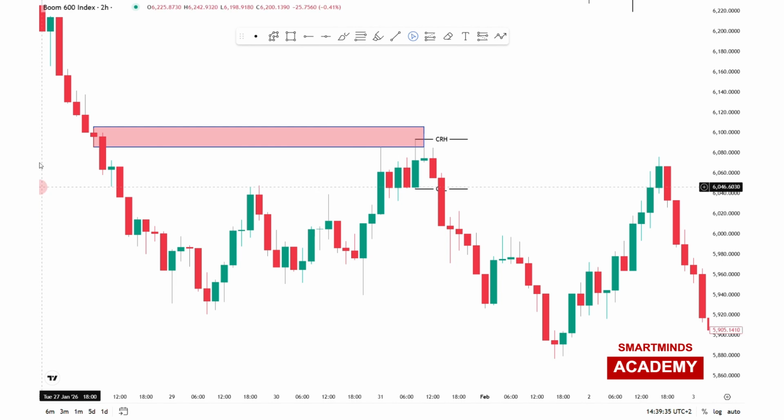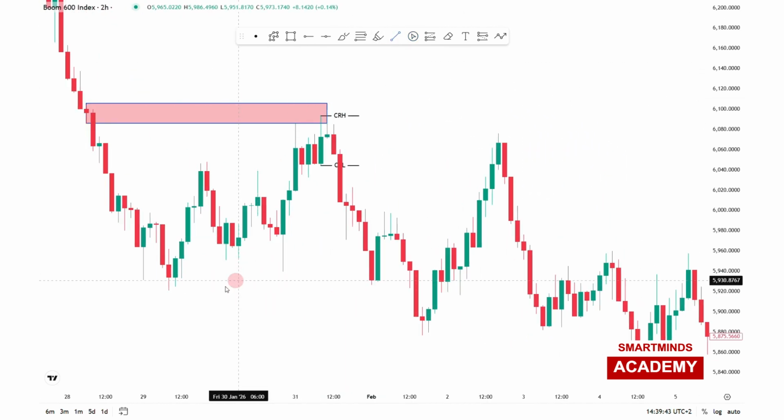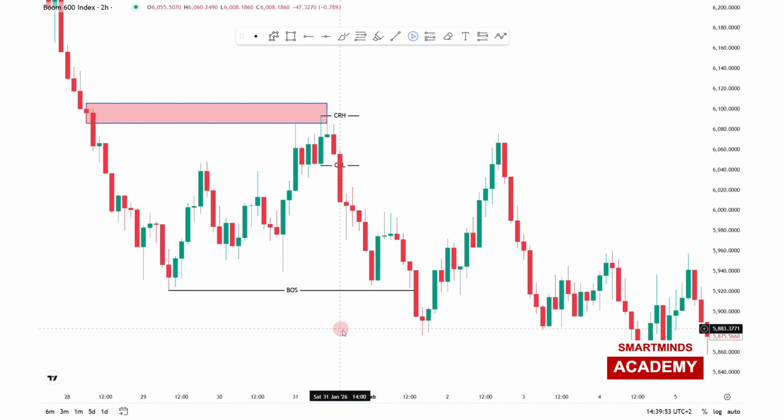So this is the first point here. We have a point, the price came in to tap onto this point, and then it kept on dropping. As the price dropped to the downside, what does it do? It breaks structure below a protected low. So this is your break of structure or market structure shift. The price goes back into the range and then it drops.